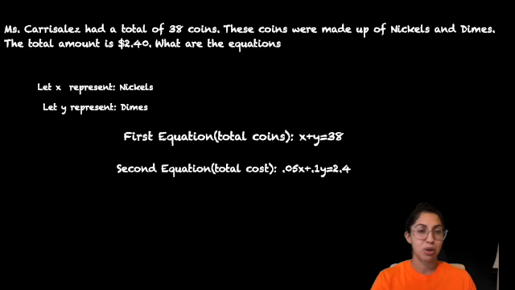Make sure that you don't get this confused. The 0.05 is 0.05, not 0.5. That would be 50 cents. 0.1 is 0.1. Don't put 0.01. That would be a penny, not a dime. So just make sure you're putting the correct coefficients with everything.